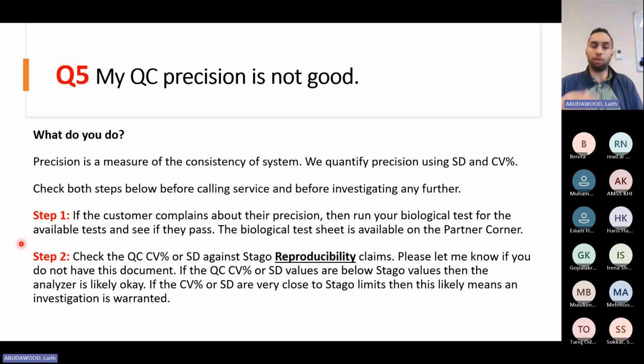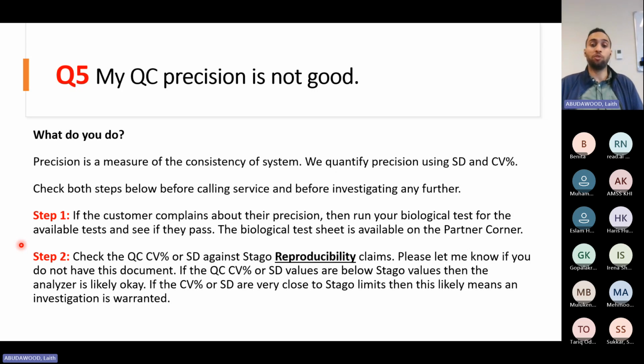So it will be very important for you also to look at the long-term precision, what we call reproducibility or complex precision. How do I assess that? Again, you look at the QC over 1 week, 2 weeks, 1 month, whatever you have available. Then you compare it to the reproducibility claims from Stago, the manufacturer reproducibility claims. Am I within the reproducibility claims? If yes, case closed, you have no problem with your QC precision.